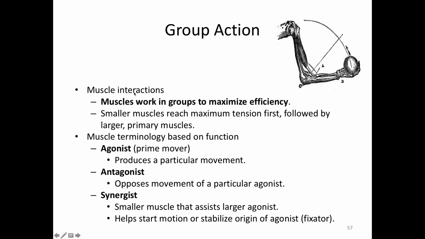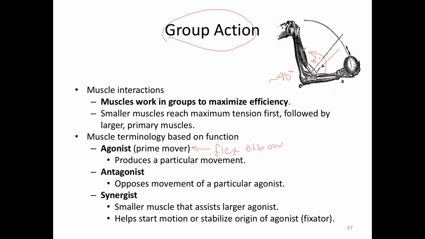Group action describes the cases where muscles, instead of acting on their own, work in groups to maximize efficiency. And group action is the norm. It's very rare that muscles act completely independently of one another. They come in groups, and groups have different roles. An agonist is a prime mover, and this produces a particular movement. So in the case of this example, it flexes the elbow, which means it's going to decrease this angle here. Right now we're at about 90 degrees. If I want to flex it more, I'm going to decrease the angle to maybe 45.